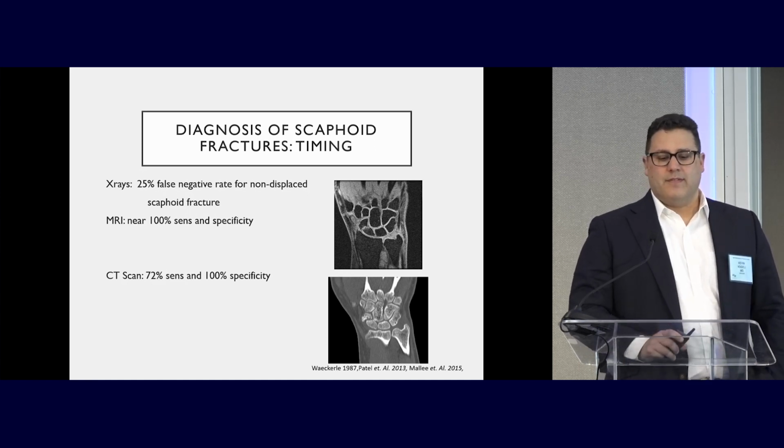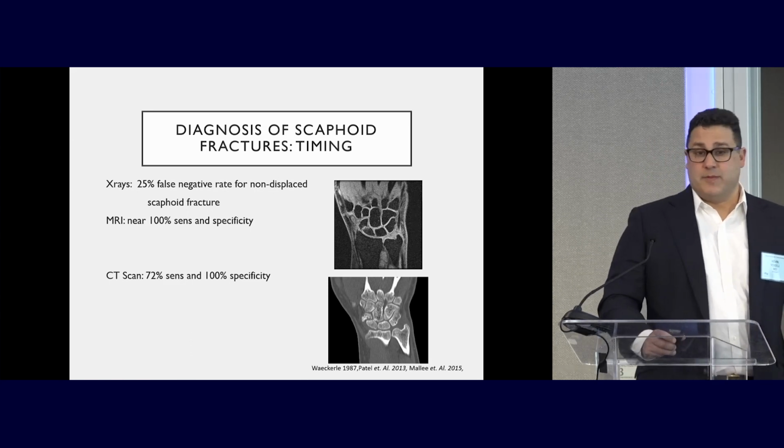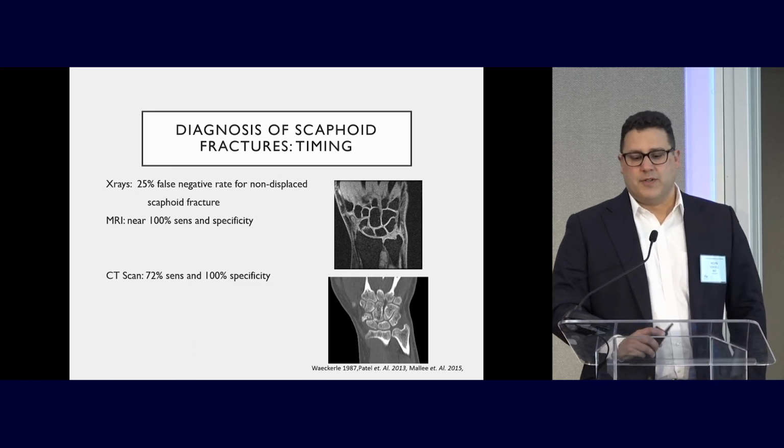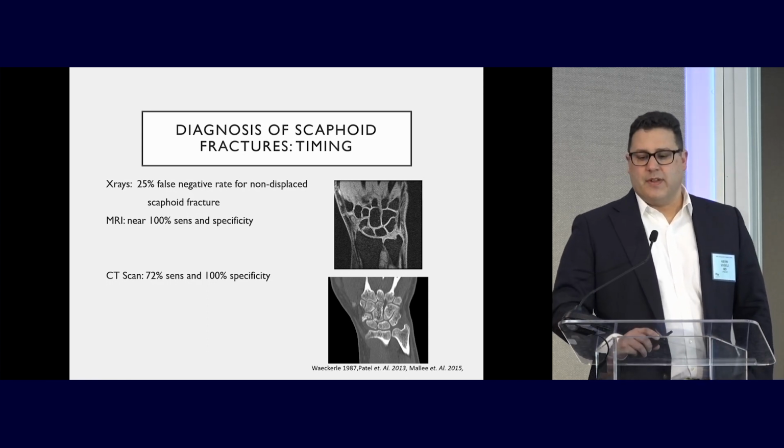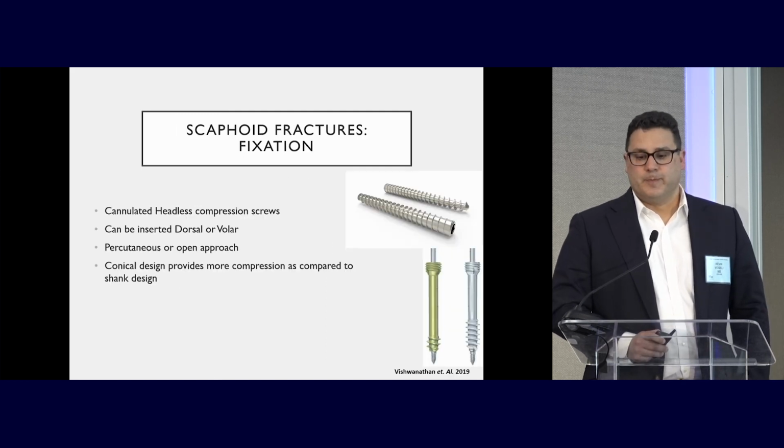We know that MRIs have near 100% sensitivity and specificity for scaphoid fractures, and that CT scans are a little bit lower at about 72% sensitivity, but 100% specificity. So if you have a negative x-ray and the patient still has pain, it may be a good idea to get advanced imaging just to rule out a scaphoid fracture. Okay?